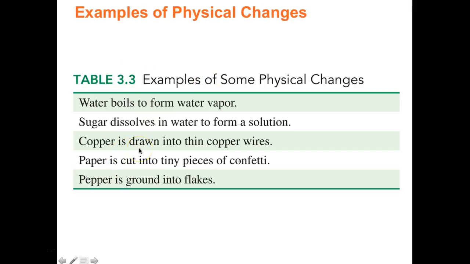Copper being drawn into wires, again, you're not changing anything chemically. It's still copper in those wires. Paper being cut into shreds, that's again just changing the size. Pepper being ground into flakes, again, you're changing the size but not any kind of chemical change or composition.